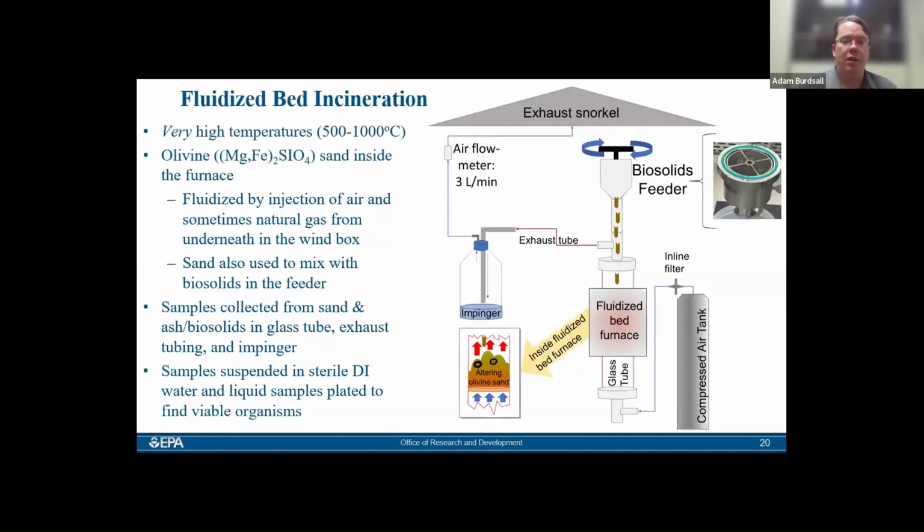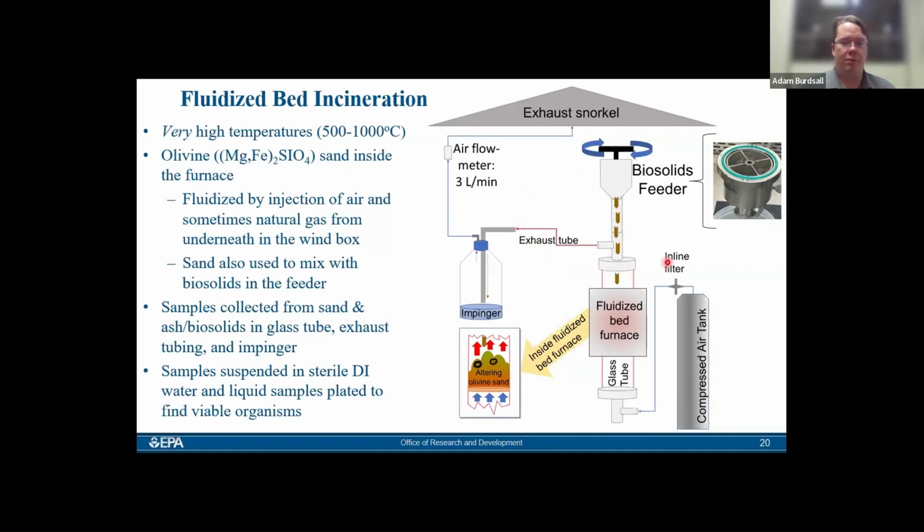Moving on to incineration, this is a diagram of our incineration setup. Our fluidized bed furnace uses very high temperatures, about 500 to 1,000 degrees Celsius, to burn the biosolids and kill pathogens. Inside the furnace is a glass tube with a perforated frit. A bed of olivine sand sits on top of the frit, and a compressed air tank delivers air from underneath that filters up through the sand, causing it to churn and boil as though it's made of liquid. When the furnace reaches the target temperature, Bacillus globigii contaminated biosolids are dropped in from above with our biosolids feeder.